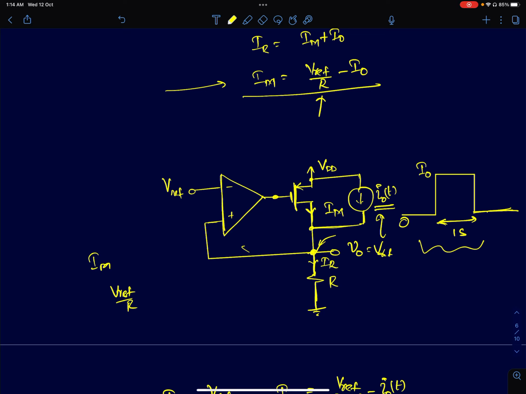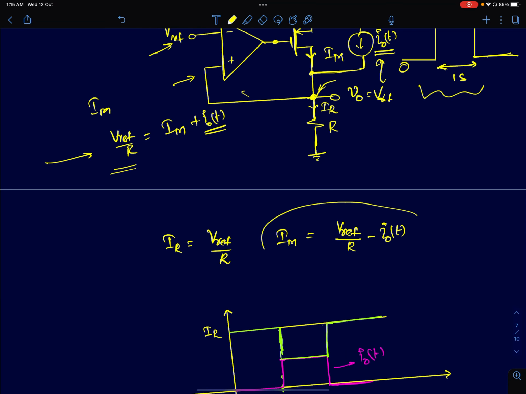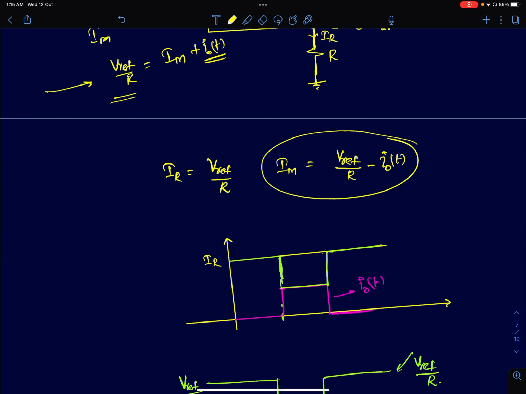Now remember, since the amplifier's gain is infinity, the positive and negative terminals will be forced to be equal. That will still be forced to be equal because the op-amp is ideal, bandwidth is very high. So therefore, the current through the resistor will still remain constant, equal to Vref by R. Now, Vref by R will be equal to the current through the MOSFET plus I0 of t. Now, we know I0 of t, so therefore the current through the MOSFET is simply Vref by R minus I0 of t.